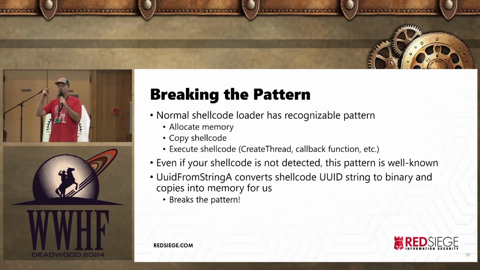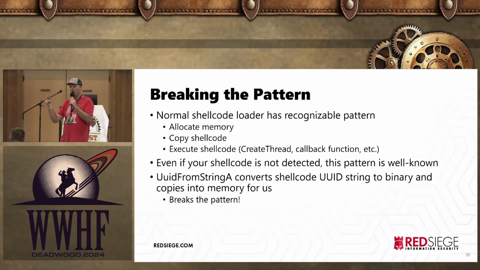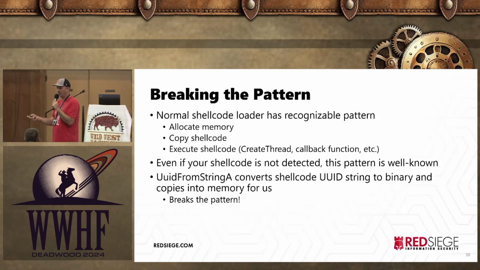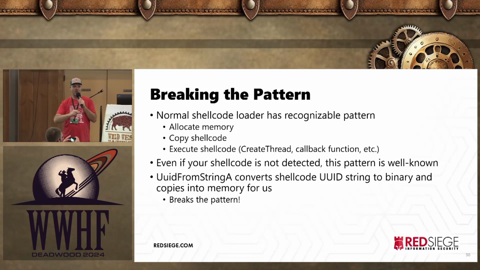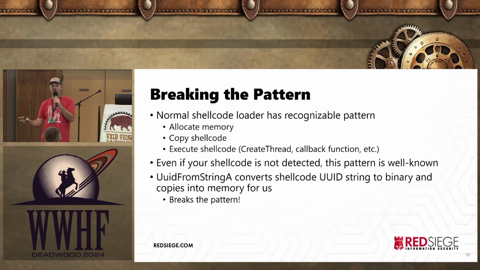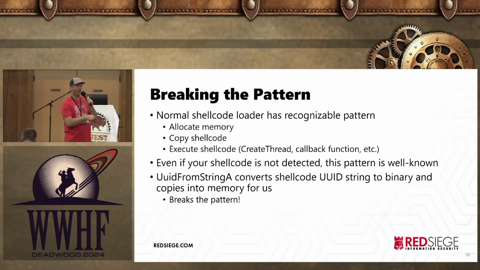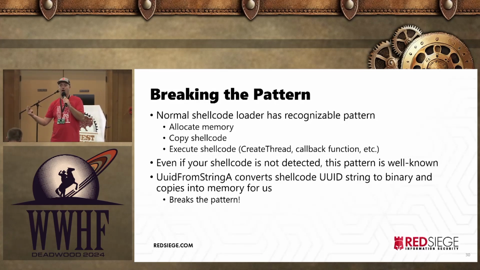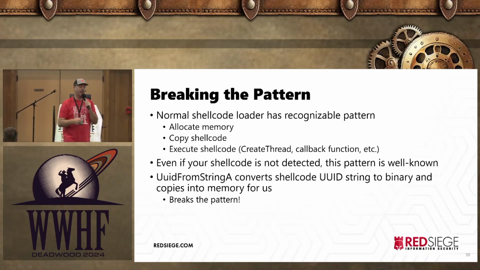So if I have to allocate memory and copy shellcode using RtlMoveMemory, RtlCopyMemory, Marshal.Copy, something like that, it's a very well-known execution pattern. So even if nothing else about your loader is detected, that pattern can be observed, and it can be inferred that this is a shellcode loader. But now if I use UuidFromStringA to copy my shellcode into memory, I don't match that pattern. So if everything else is good, I've now broken that pattern. That's one less thing that they can detect me on.